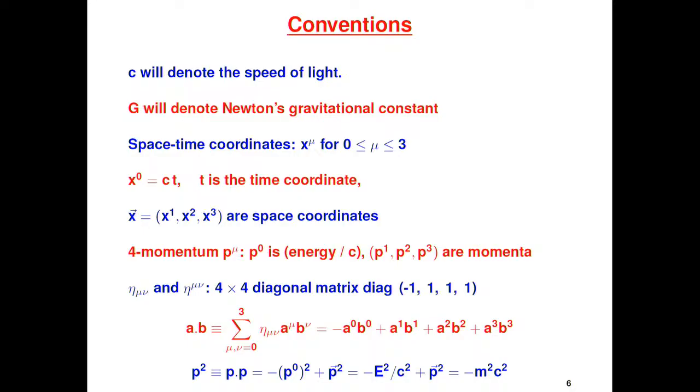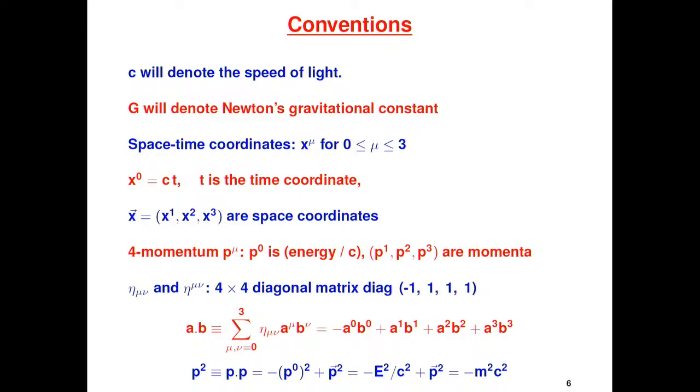η_μν, and also η^μν with upper indices, are 4 by 4 diagonal matrices, and the diagonal entries are minus 1, 1, 1, 1. Given 2 4 vectors, we will denote the dot product between the 2 4 vectors by this formula over here, and because η_μν is a diagonal matrix, when we expand this out, it takes this form.